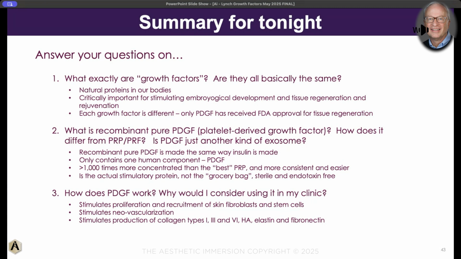It stimulates proliferation and recruitment, as you saw in that video under the microscope, of skin fibroblasts and stem cells. It stimulates neovascularization, better oxygen perfusion in the skin, and stimulates collagen and other extracellular matrix production. Next.